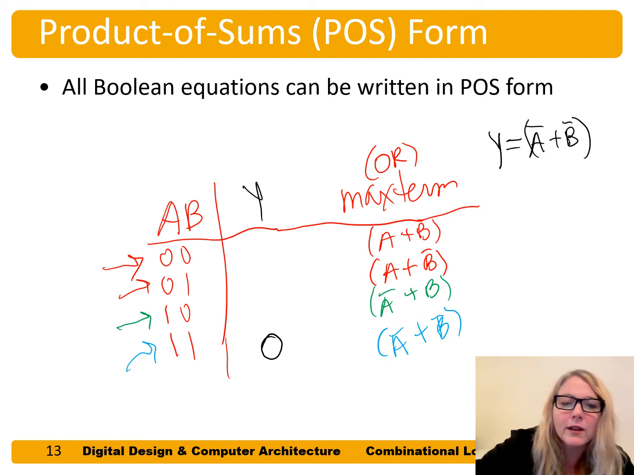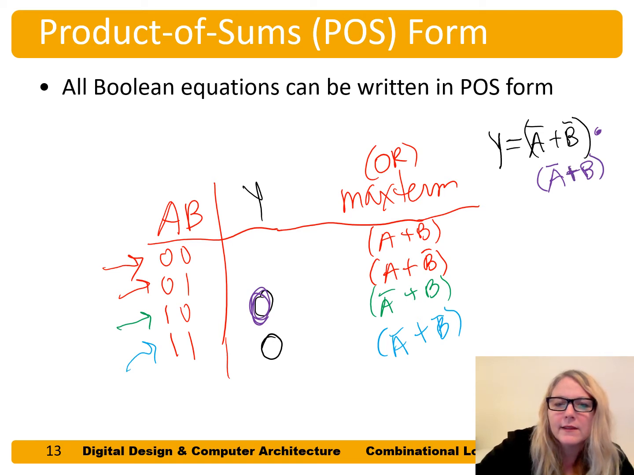But if we instead want another 0, say we want it to be also 0 in the 1, 0 input combination, so we want it to output a 0 there too, then we would AND it with that max term, A bar or B. And all of the other locations would be 1s.